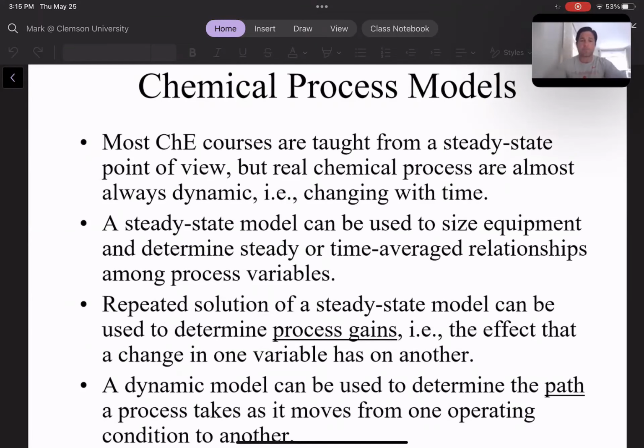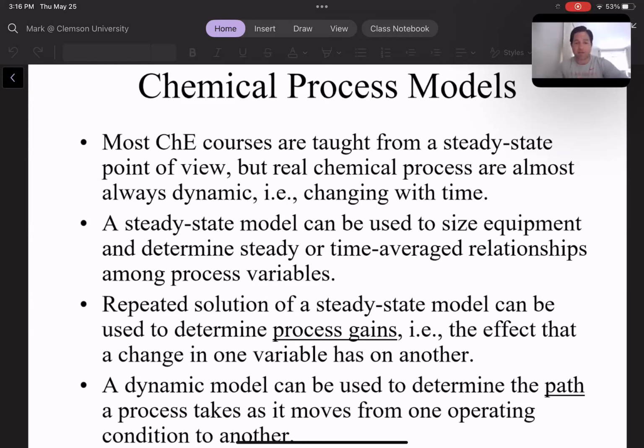So, in general, as a chemical engineer, when we look at chemical processes, we generally tend to study processes at steady state, which means that there's no accumulation within the system. So what comes in goes out. These models are important for things like sizing equipment, determining how much a process responds to a change in an input, and repeated solutions of these can provide a variety of information about processes.